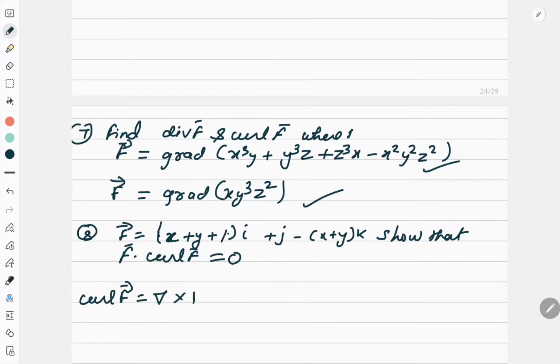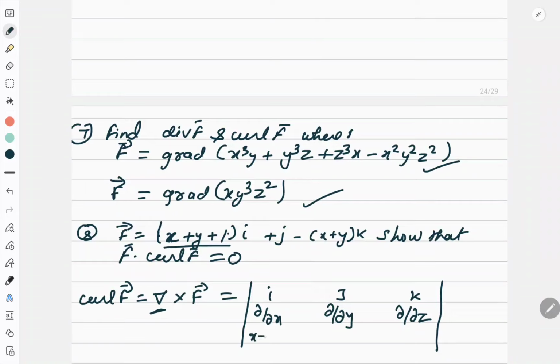Curl F means del cross F, which means the determinant. So i, j, k; del by del x, del by del y, del by del z, because the coefficients of i, j, k in del are del by del x, del by del y and del by del z. Then the coefficient of i is x plus y plus 1, the coefficient of j is 1, and this is minus x plus y. Please take care of this minus. You should not ignore such things.